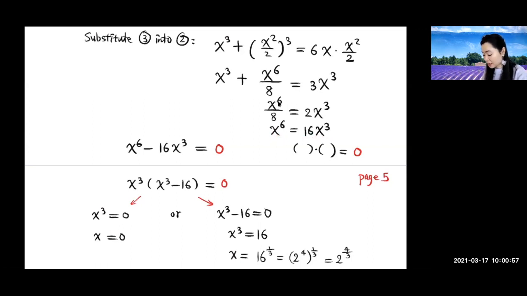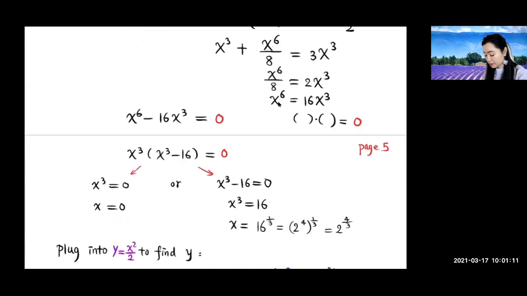So instead, you will subtract 16x^3 on both sides. Move it over, and you get this equation. Now we can solve this by the zero factor property. Take out the common factor x^3, and then we'll have this. So it will be either this factor equal to 0 or this one equal to 0.